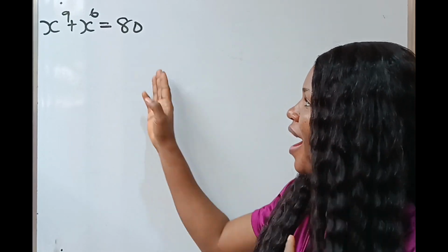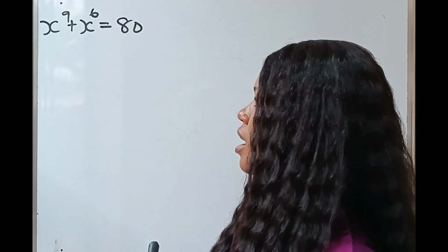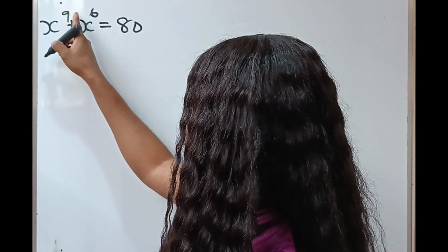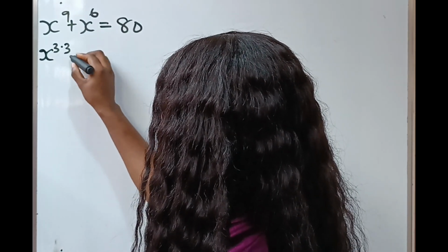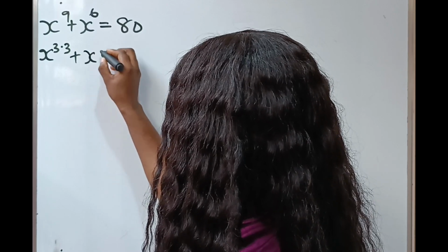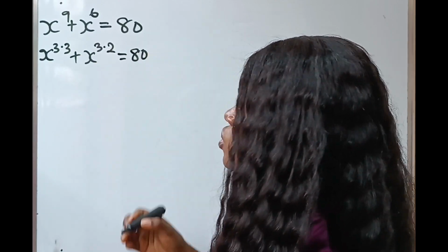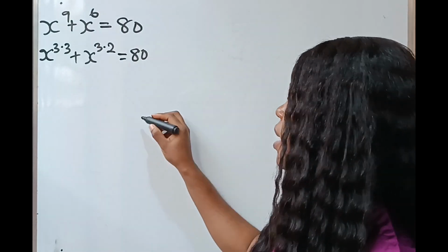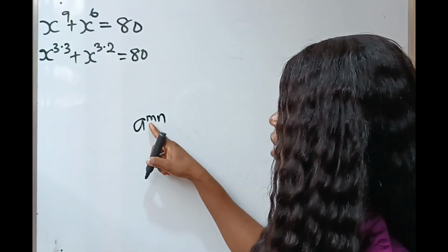Hi everyone, we are asked to solve for the value of x. Note that we can write 9 as 3 multiplied by 3, and we can write 6 as 3 multiplied by 2, is equal to 80.